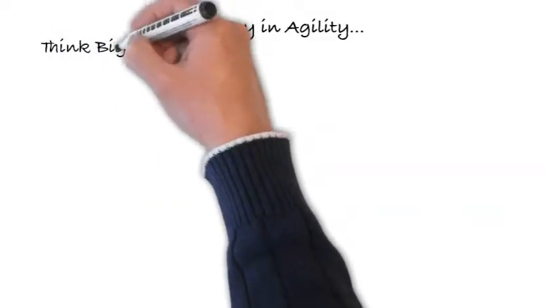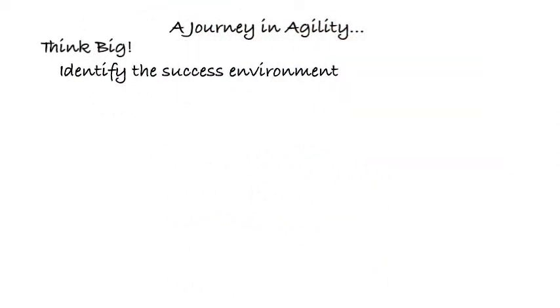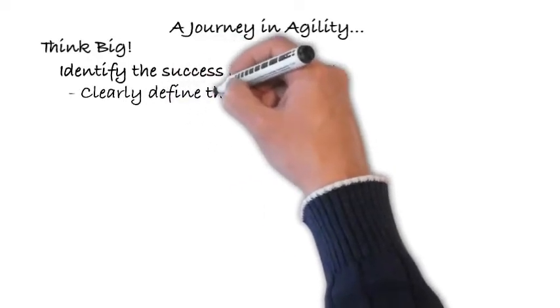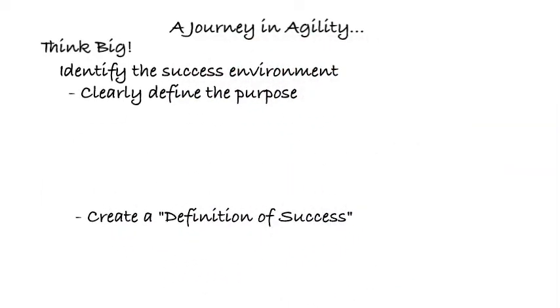Now that we've completed the listen and learn phase, it's time to move on and think big. In order to do that, we need to identify the success environment. This success environment consists of 2 major phases. We need to clearly identify the purpose, and we need to create a definition of success.